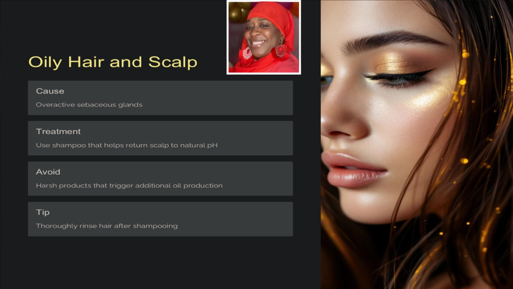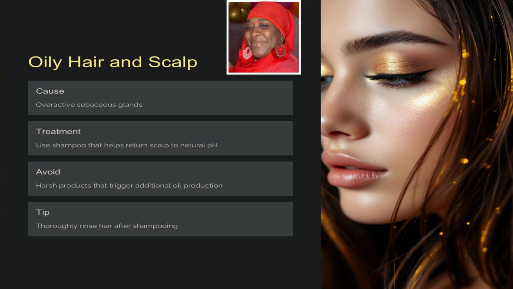Overactive sebaceous glands cause oily hair and scalp. Important things to remember about oily hair and scalp include: use a shampoo that helps return the scalp to its own natural pH. Avoid products that are too harsh, as they can trigger additional oil production. Thoroughly rinse hair after shampooing.